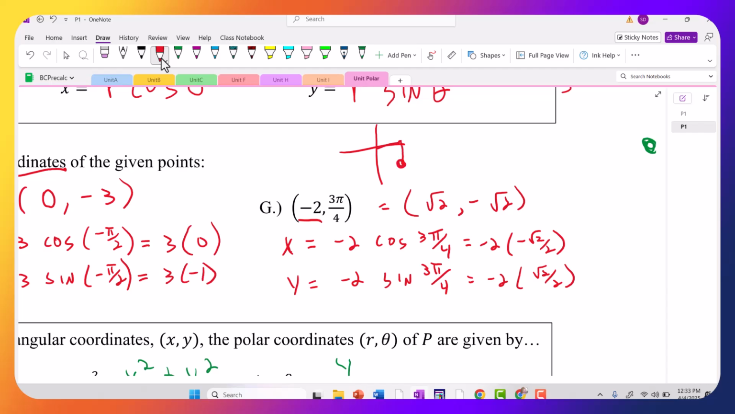Now notice this. 3 pi over 4 is in quadrant 2, but it's a negative radius, which does what? 180 reflection. And this is proof of that by what I just did right here. There's the connection about negative radii and how it flips 180.